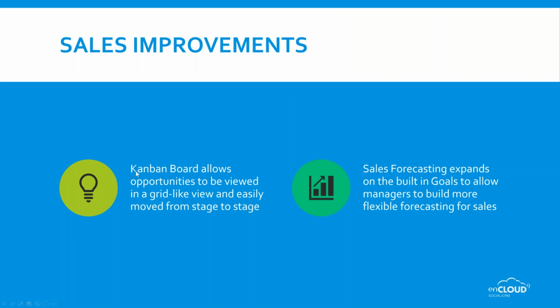We have two big changes that I like. The first one is what's called a Kanban board. A Kanban board is a visual way of seeing all your opportunities or activities on a screen, and an easy way to move them from one stage of the opportunity to another. And second, we have a brand new sales forecasting tool within Dynamics 365.